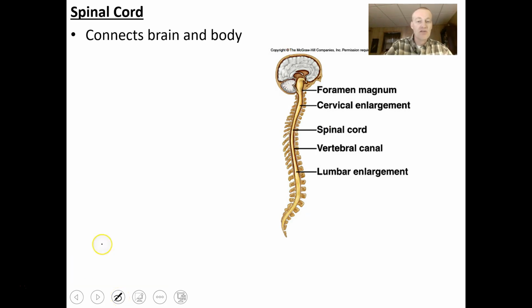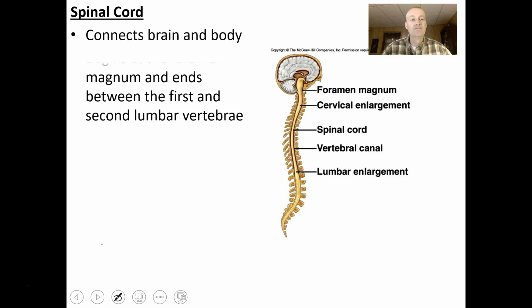To a degree, you can think of the spinal cord as like a highway. It's a series of cords that are communication links between the brain and the body. The spinal cord begins at the foramen magnum right up here, and then it ends right around the first or second lumbar vertebrae. As we get down here to these lumbar vertebrae, this is where the spinal cord ends.